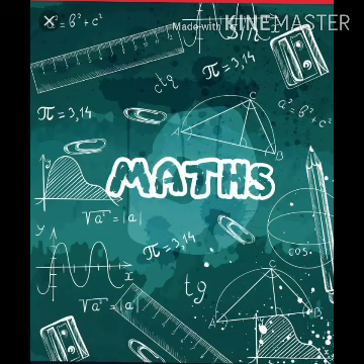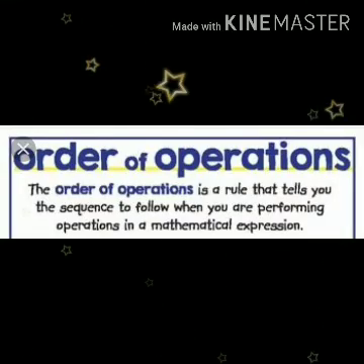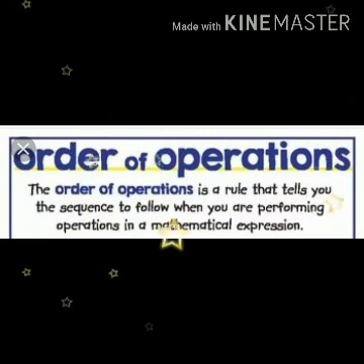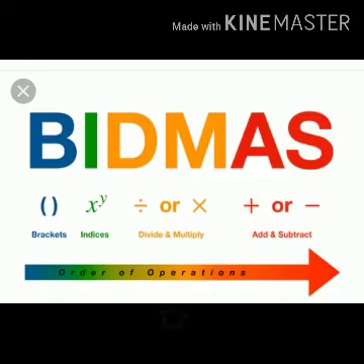Last class we saw exercise 1.2, all the sums. Today we are going to start with a new topic, the order of operations. The order of operations is a rule that tells you the sequence to follow when you are performing operations in a mathematical expression. If more than one operation is given in the problem, the rule of order of operations is called BODMAS. It is used to avoid common arithmetic mistakes.